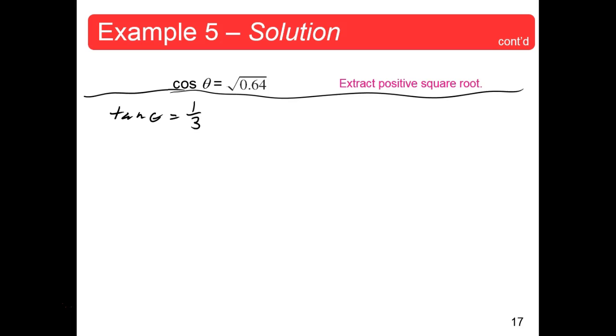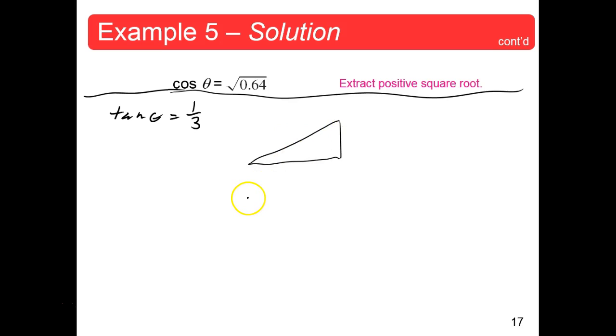Now, I know what they want you to do. Okay? I know exactly what they want you to do. Use the identities. But man, this is just set up to draw your little triangle. Okay? And we know that tangent is what?